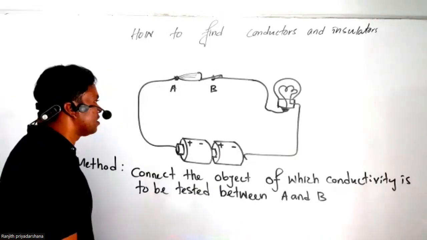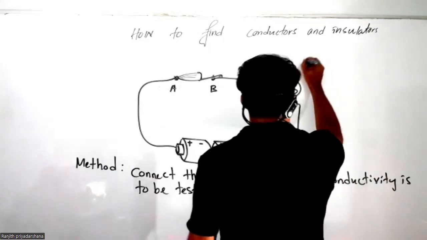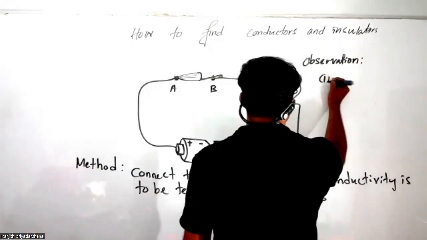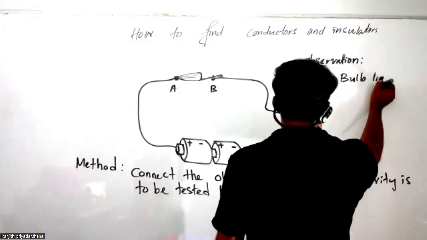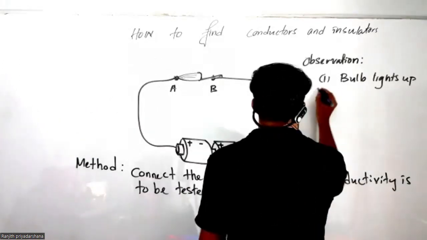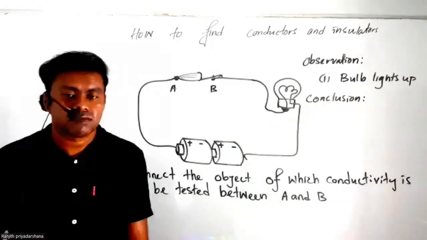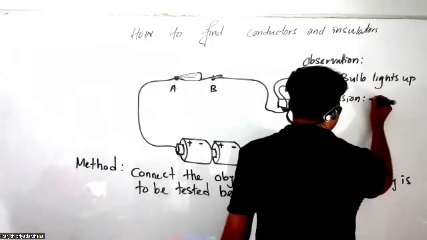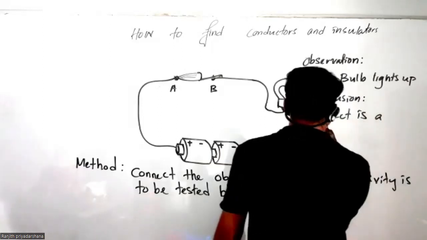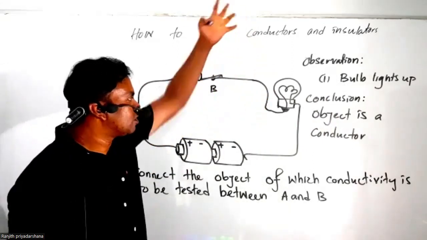Okay, your observation. If it is a conductor, bulb lights up. Observation. There are two observations. Observation 1, bulb lights up. Okay, so what's your conclusion? Object is a conductor. If the bulb lights up, object is a conductor.